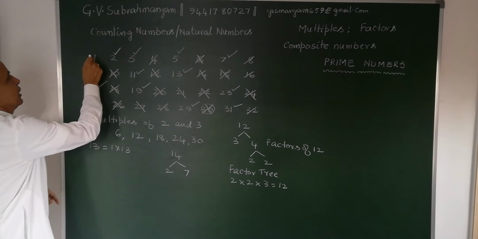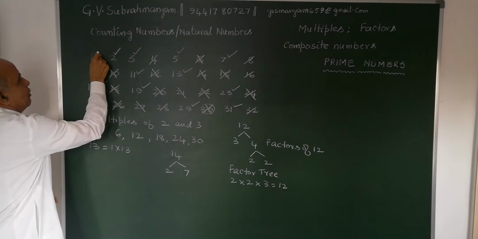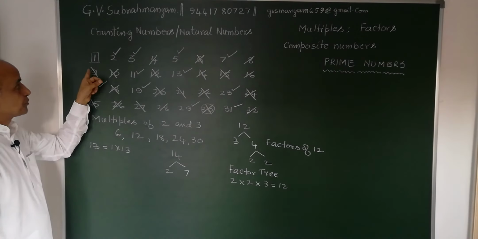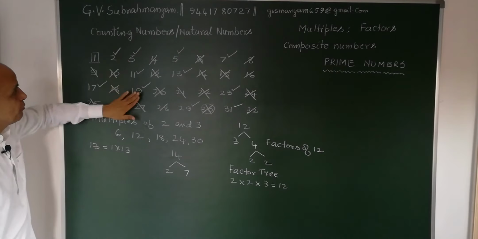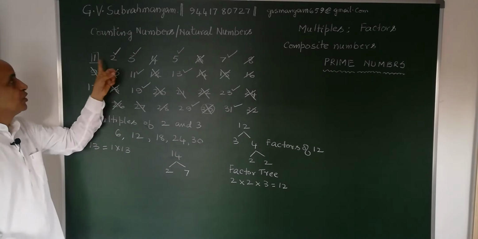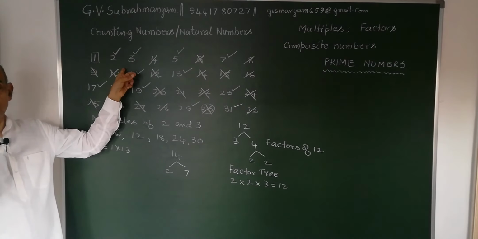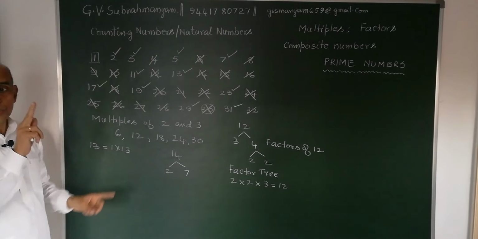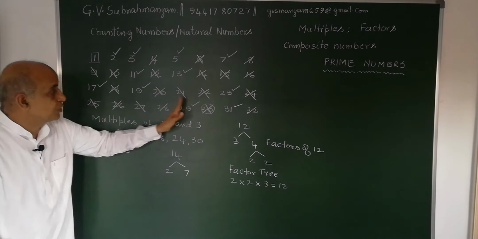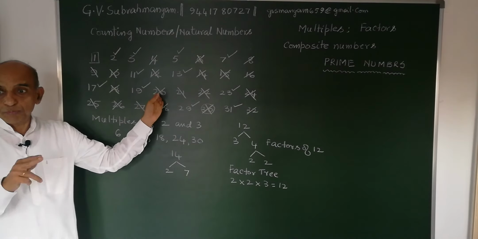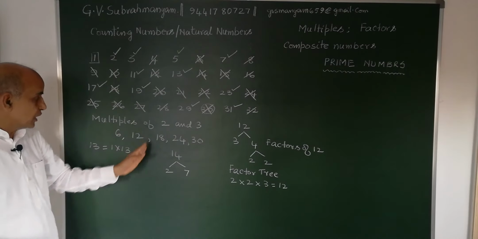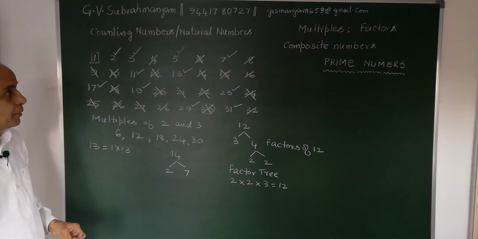1 we don't consider. 1 is neither prime nor composite, because 1 into 1 is 1 only. All the other numbers which I have taken can be written as 1 into the number. 2 is 2 into 1, only 2 factors, 2 and 1. 3 is written as 3 into 1, only 2 factors, 3 and 1. But if you see any other marked number, like 20 can be written as 4 into 5, like 12, 2 into 6. So such numbers are called composite numbers.